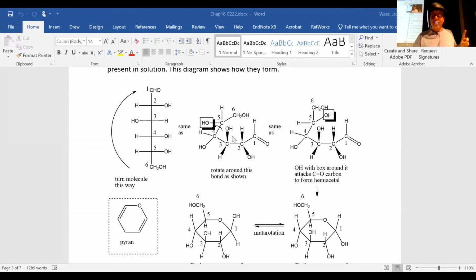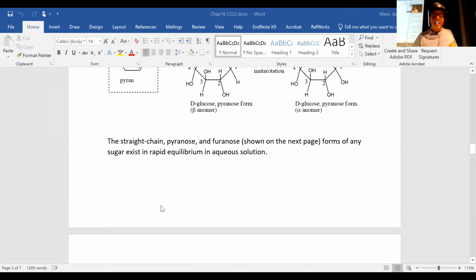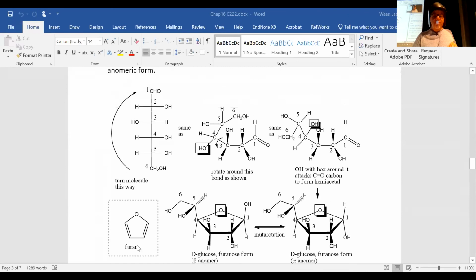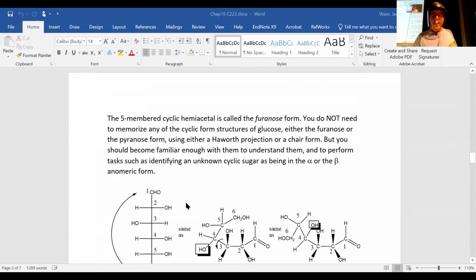One of those cyclic forms is a six-membered ring, and we call those things pyranoses because they resemble the structure of pyran, which is a six-membered cyclic compound. And the other are the five-membered forms, which we call furanoses, because they resemble the structure of furan. Furan is this five-membered cyclic compound.